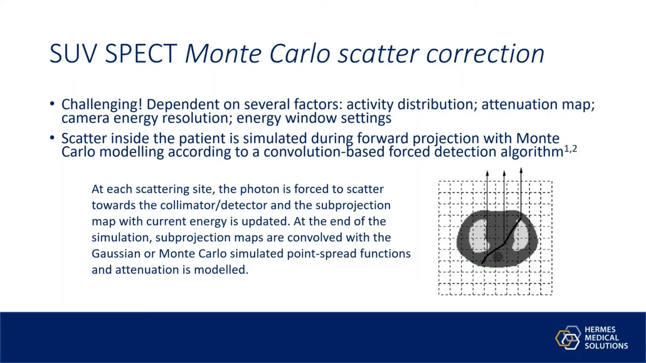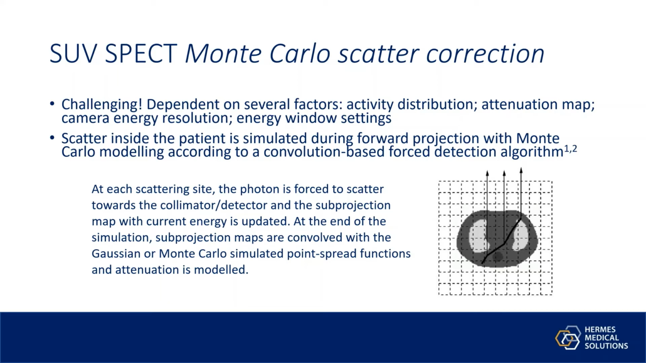Monte Carlo scatter correction. So Hermes use the Monte Carlo method for scatter correction, and we do not use energy window-based subtraction methods at any point. We think that this Monte Carlo scatter correction is better, is more accurate in all circumstances. So this is a challenging thing to do. It depends on several factors. The activity distribution inside the patient, the attenuation map, so that's the CT, so those two factors are patient dependent there. It depends on the camera energy resolution and on the energy window settings.